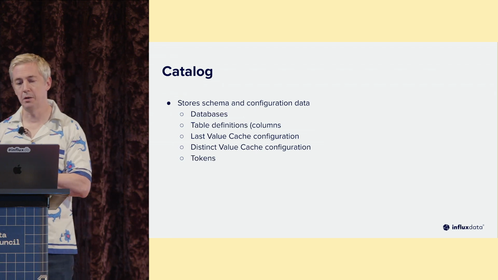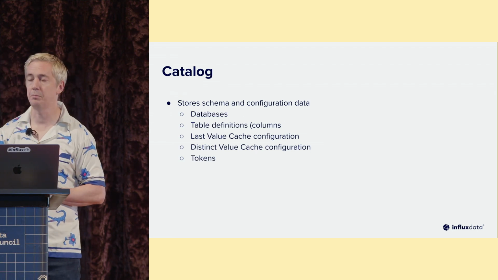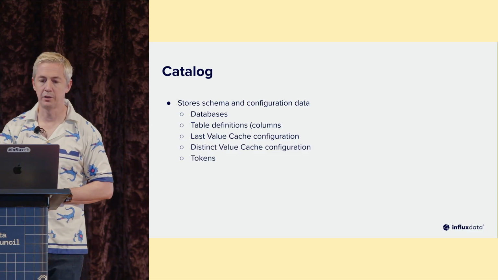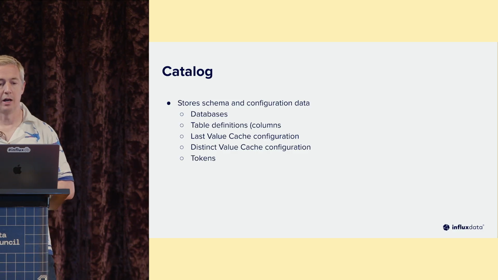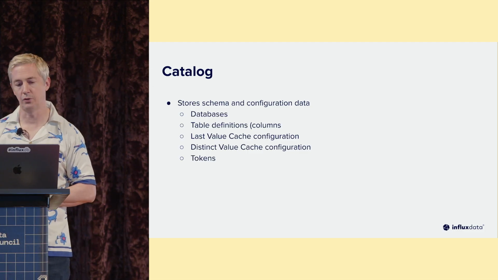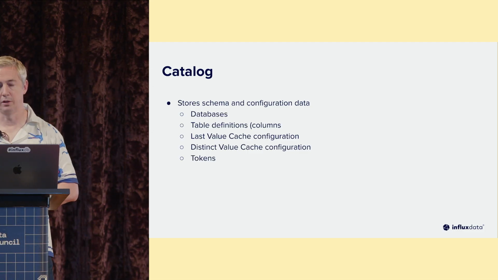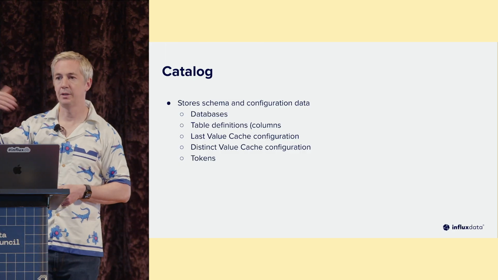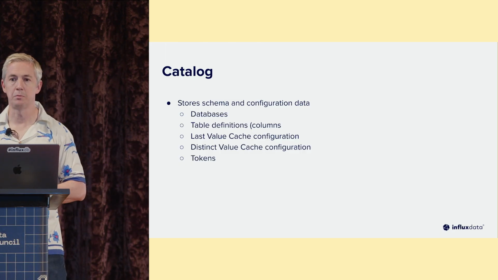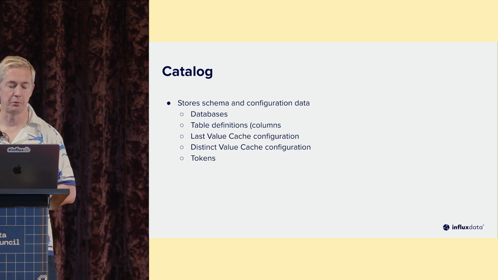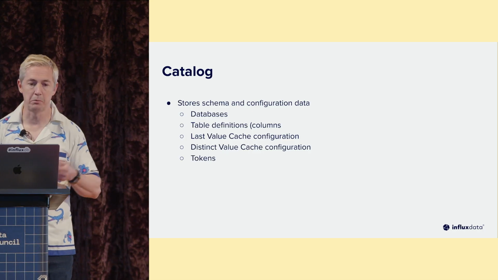So I'll talk really quickly about the catalog. The catalog we keep in Object Store, and it stores this data, right? So what databases exist, the table definitions, and what columns they have, and last value cache configuration. I don't really talk about these two in this talk, but we added two things that are new to InfluxDB 3. The last value cache, which is basically give me the last value of this time series, and distinct value cache, which is basically get me the unique values for this metadata, this dimension, right? Both of these are supposed to drive faster user experiences. And then tokens, which are basically the security mechanism.